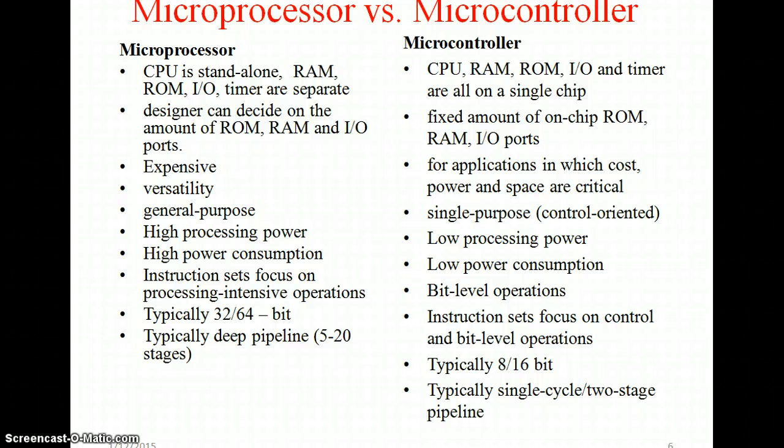Microprocessor instruction set focuses on processing intensive operations, but in microcontroller it is bit level operations. Microprocessors are typically 32 to 64 bits, and microcontrollers are typically 8 or 16 bits. Microprocessors typically have deep pipelines, whereas microcontrollers are single cycle, two stage pipeline. These are the common differences between microprocessor and microcontroller.